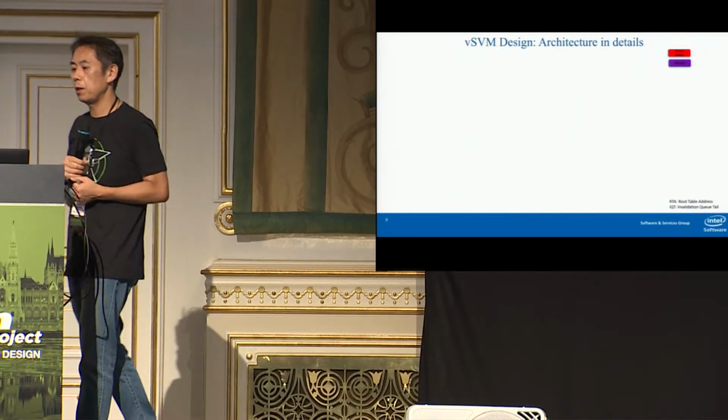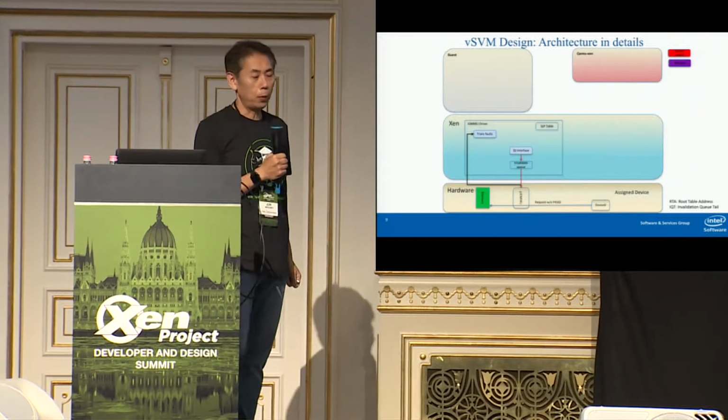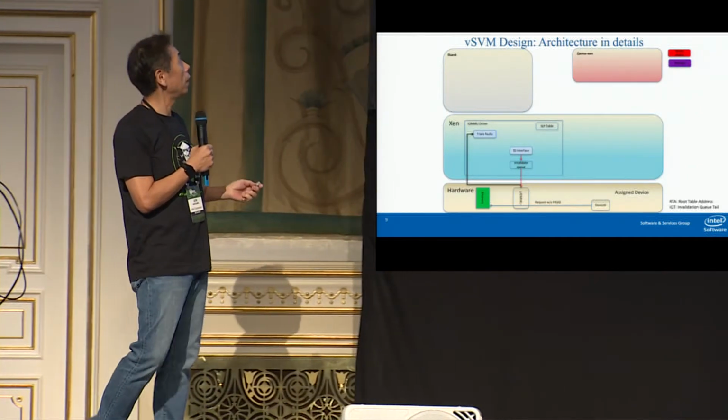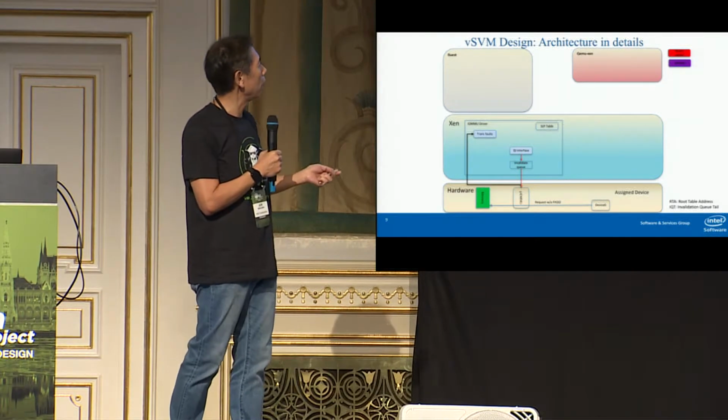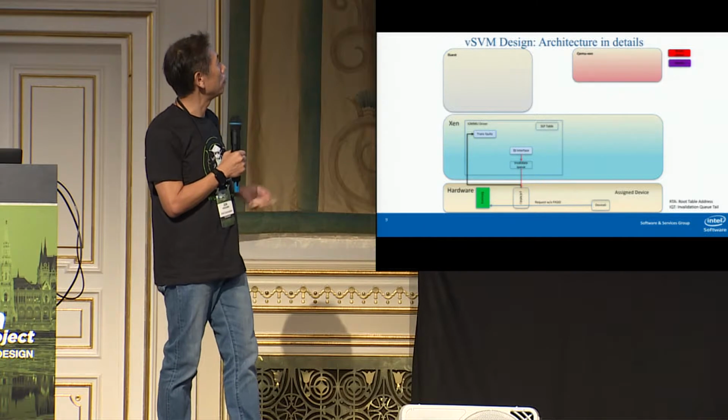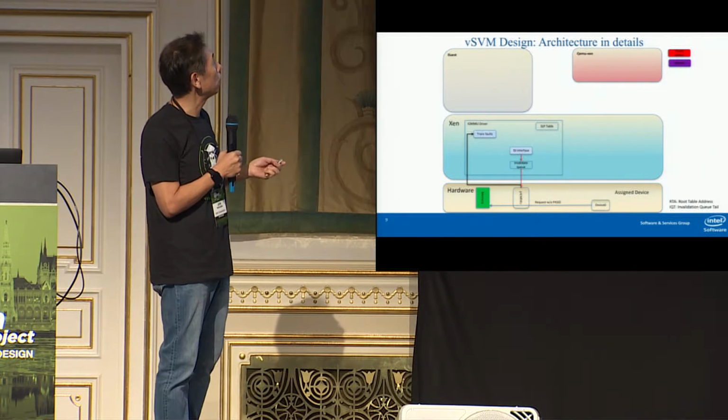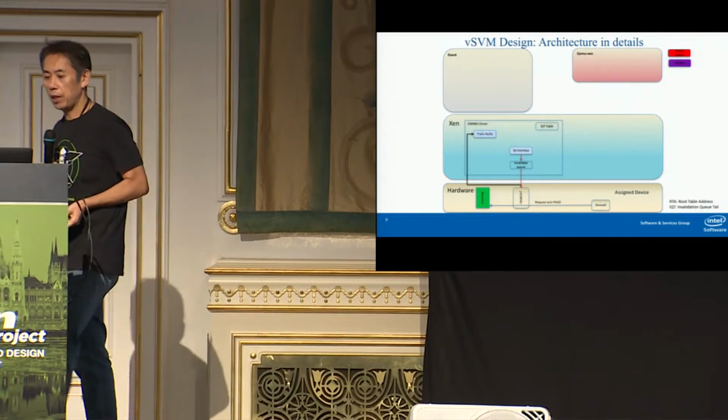So I have more details. In terms of color coding, the red one means the new code, and the purple one means the modification. Okay. So this is what we have today. We have VTD here, right? And then VTD works with the hardware, okay? And also it can take a fault.